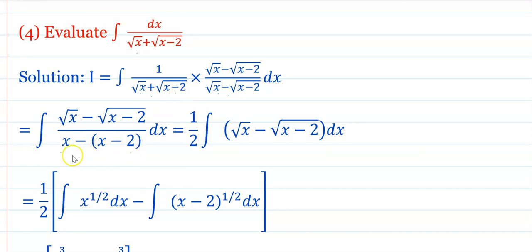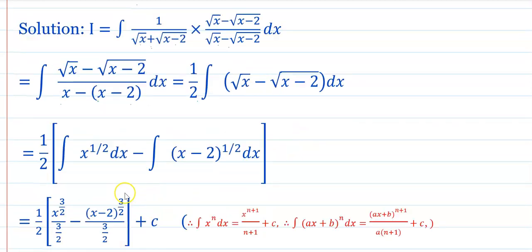If this bracket is opened, then what will you get? Plus x minus x get cancelled. Minus minus will become plus. And overall you are getting 1 upon 2. In the next, in bracket root x minus root of x minus 2 dx. What is root x? Root x means x raised to 1 upon 2 dx. And what about here? Integral x minus 2 raised to 1 upon 2 dx. Now find out its integral.